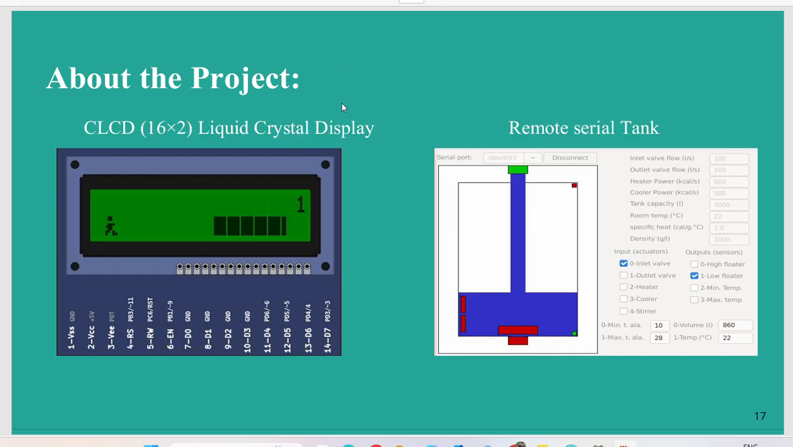And coming to the CLCD, 16 cross 2, a liquid crystal display. CLCD displays system status, how much it measures and how the system works. Is it on or off, like that. And coming to the remote serial tank, it is used to remotely control the liquid crystal display.